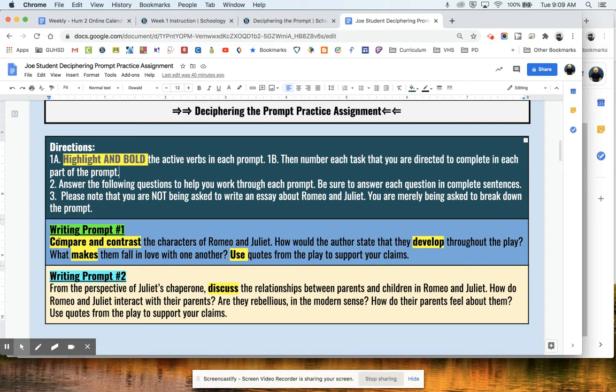So this assignment really asks you to bring that experience to it and use common sense to figure out what you should answer. So the first prompt asks you to compare and contrast the characters of Romeo and Juliet. It kind of seems like an absurd question to ask. Romeo is a guy and Juliet's a girl. What else is there to say?